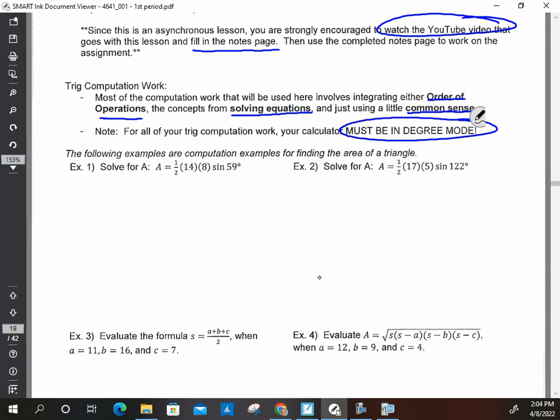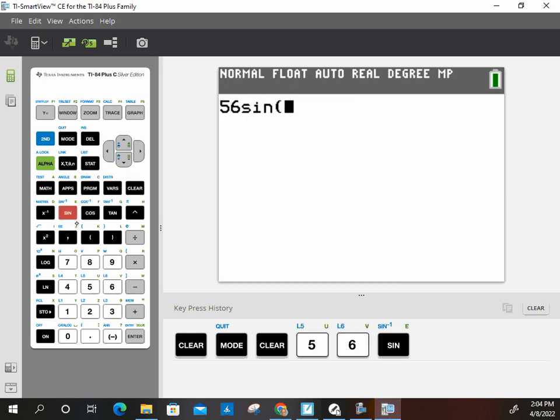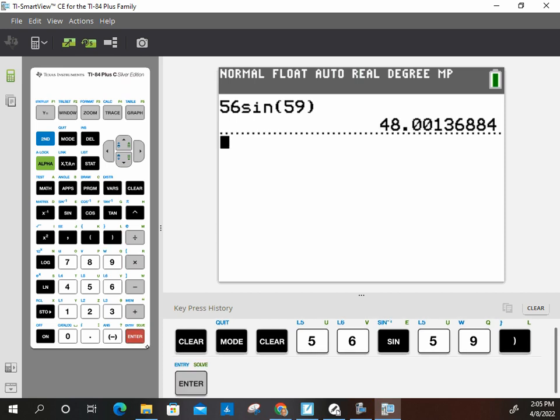So take 1/2 times 14 times 8 and multiply that out first. So 1/2 times 14 is 7. 7 times 8 is 56. And then 56 sine of 59. Go to your calculator and take care of that. 56 sine 59 gives you 48.001.